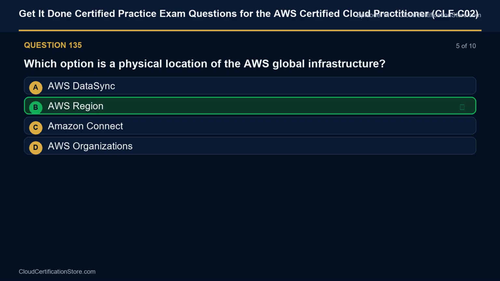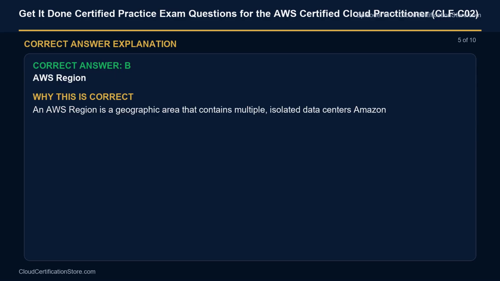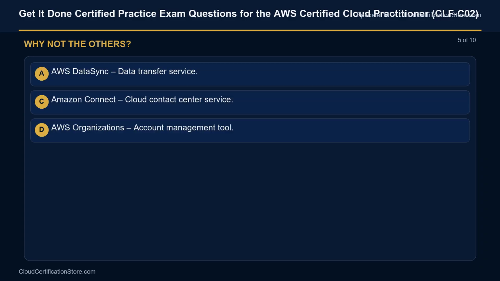The correct answer is B, AWS Region. Explanation: an AWS Region is a geographic area that contains multiple isolated data centers. Why not option A? AWS DataSync is a data transfer service. Why not option C? Amazon Connect is a cloud contact center service. Why not option D? AWS Organizations is an account management tool.